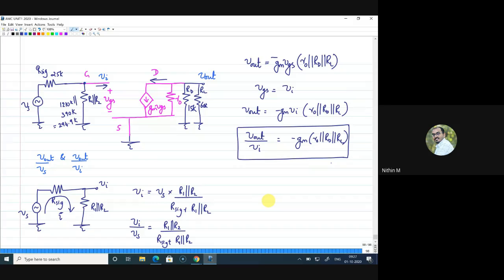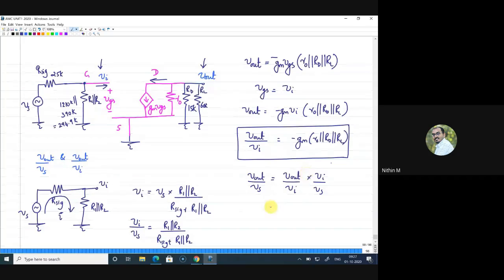You can do that. Let me complete. So one more question is asked. What is V out by Vs? So how will I get V out by Vs? V out is directly related to Vi and Vi is related to Vs. So I will write V out by Vs as V out by Vi, that is the voltage here and the voltage here, into Vi by Vs.